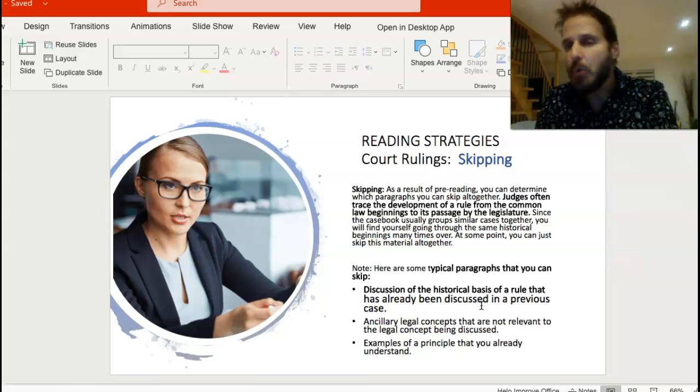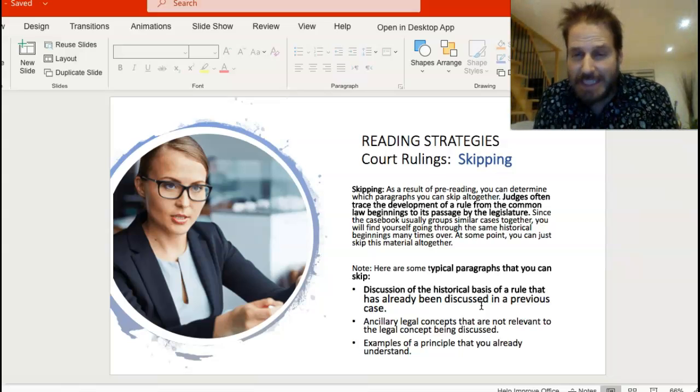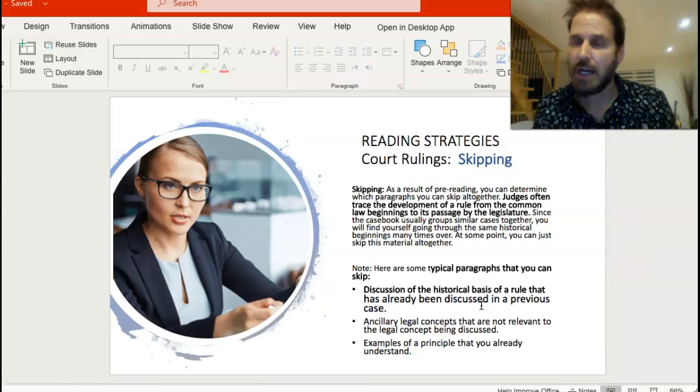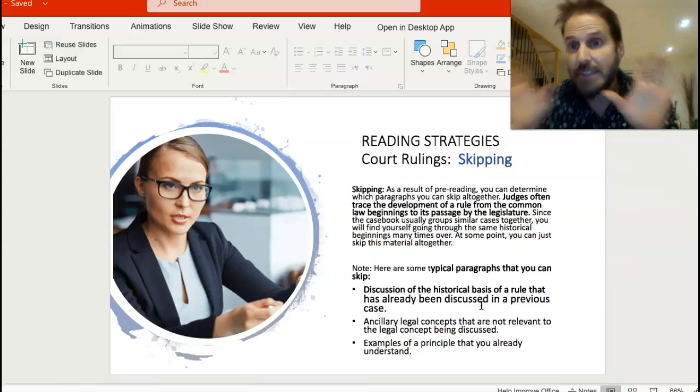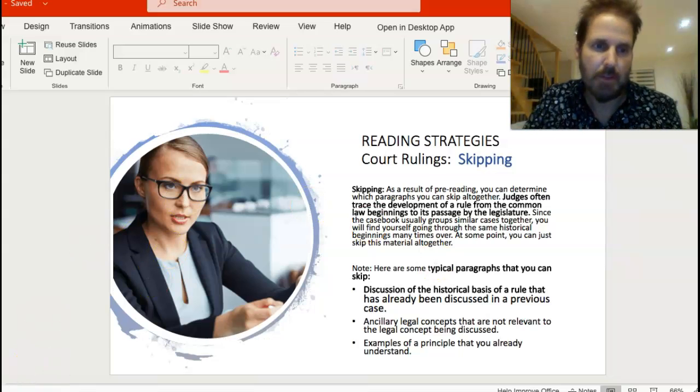Look at the note. There are three sections, apparently, you often don't have to include. The first one is discussion of the historical basis of a rule that has already been discussed in the previous case, and ancillary legal concepts that are not relevant to the legal concept being discussed. And the last one is examples of a principle that you already understand. They don't need to be included in your case brief, your summary that you're going to write about the court rulings. You can skip this information. Okay.